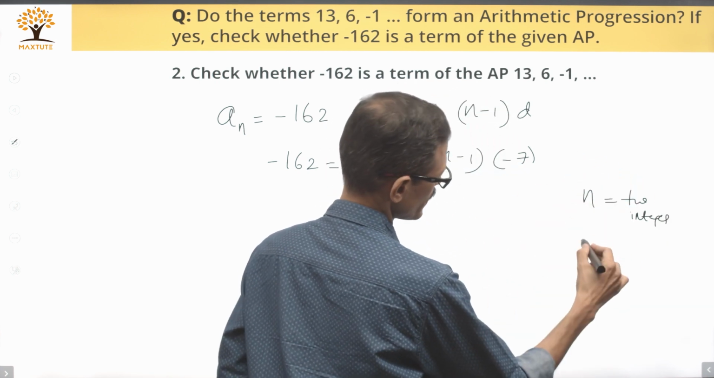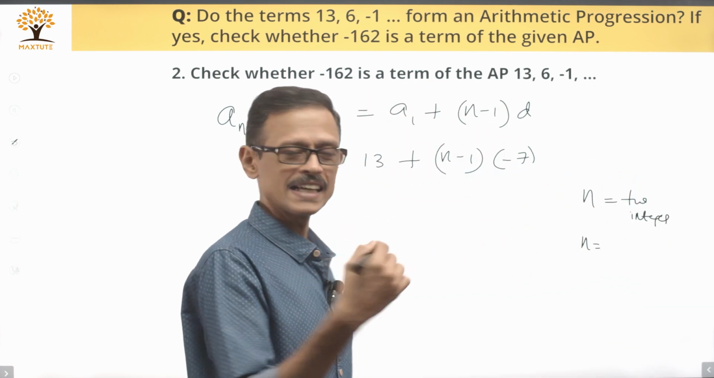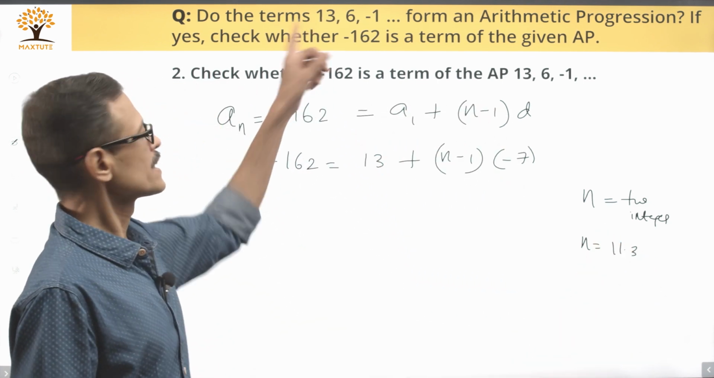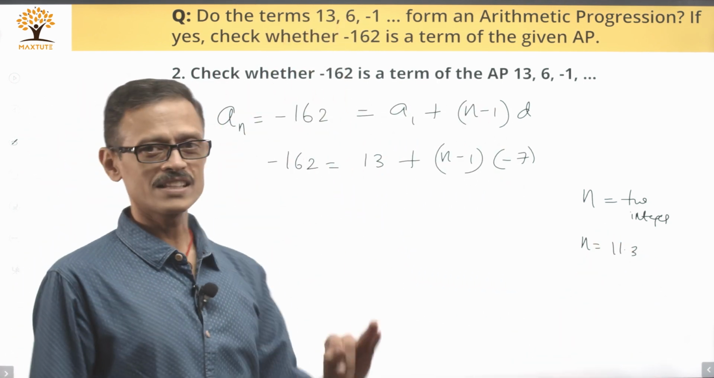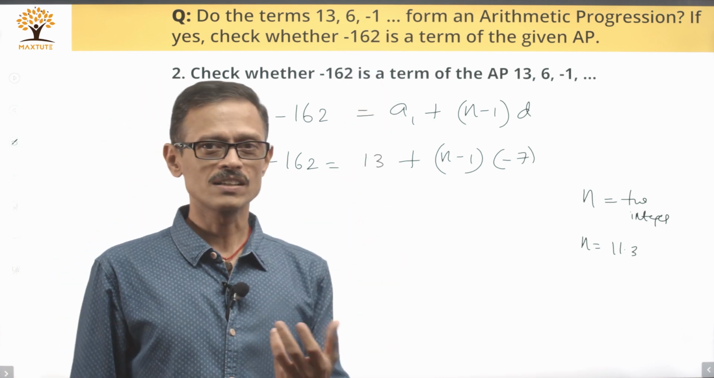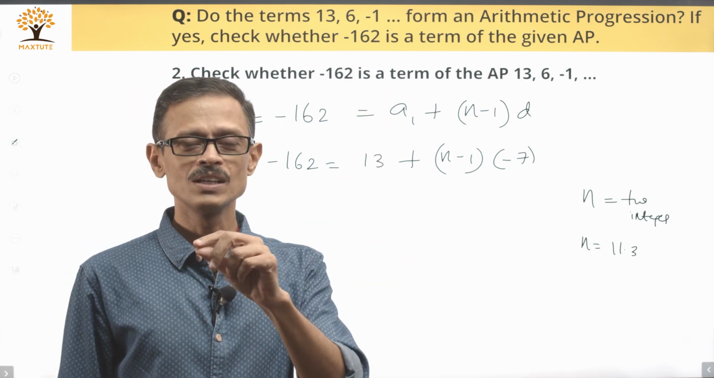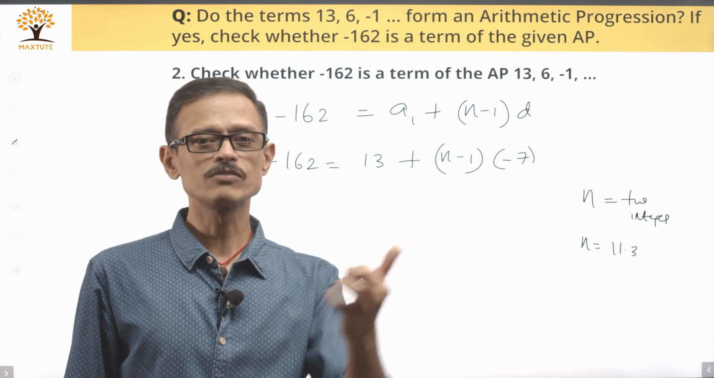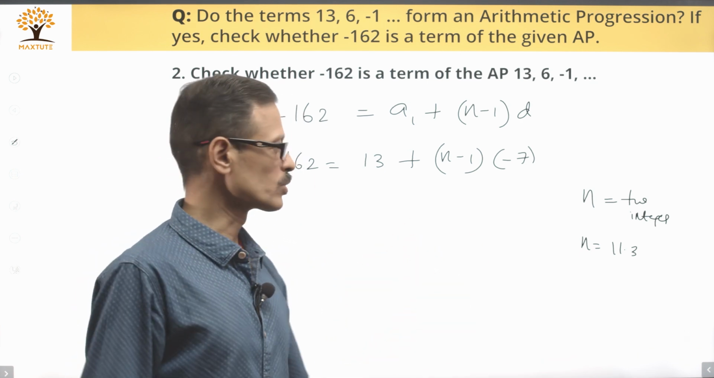Conversely, if we solve this equation and we get, for a moment, say that n is equal to 11.3. Look at it, 13 is the first term, 6 is the second term, and minus 1 is the third term. Do we have a 2.1th term? Do we have a 3.9th term? You don't have such terms. You have first term, second term, third term, fourth term. That's what you have in an AP.